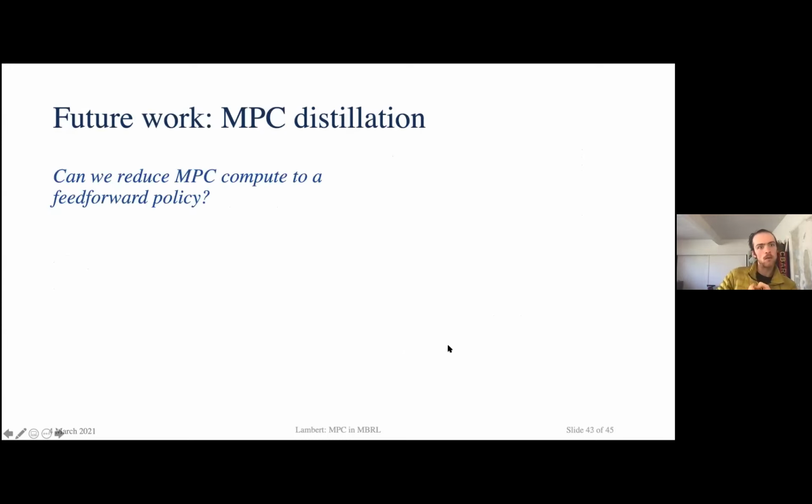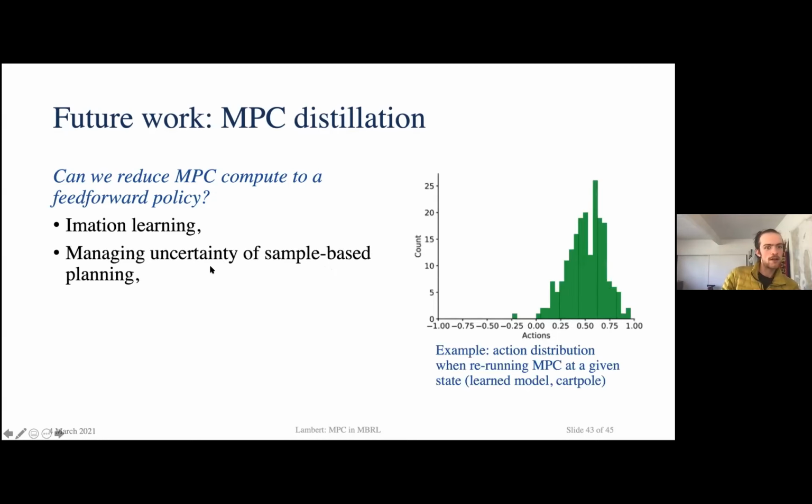But what I'm currently working on is trying to reduce the computation of model predictive control. So we're trying to see if we can do some sort of imitation learning to imitate the big action distribution that we sample over. And if we do that computation offline, then online, hopefully we can learn a feed-forward policy or some other parameterization to run the controller much faster. And the biggest face-level reason why this is hard is that sampling-based control is really uncertain.